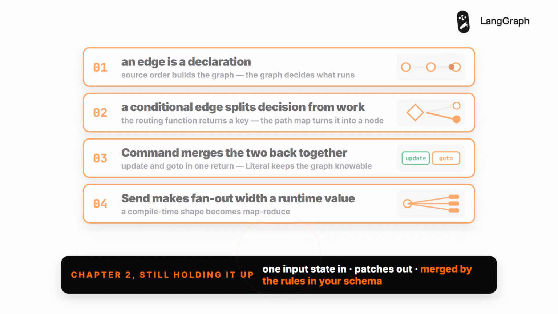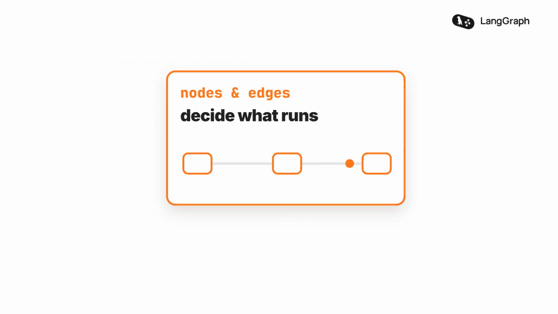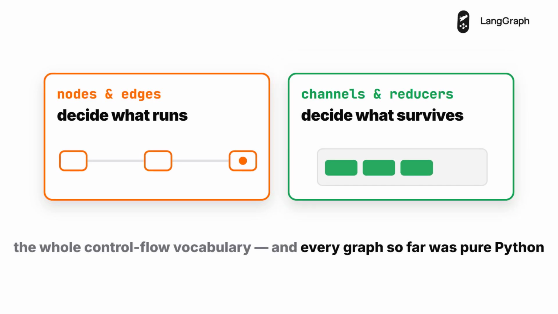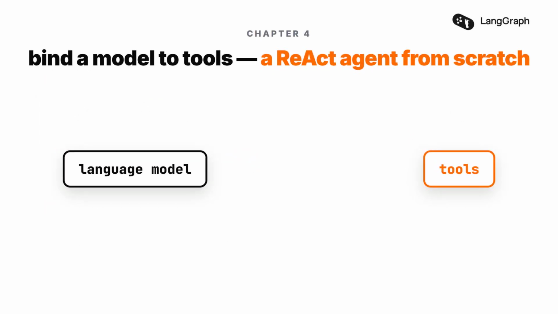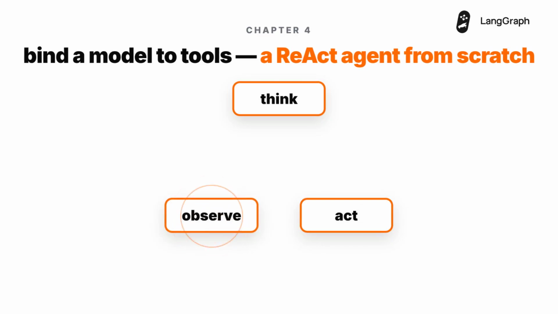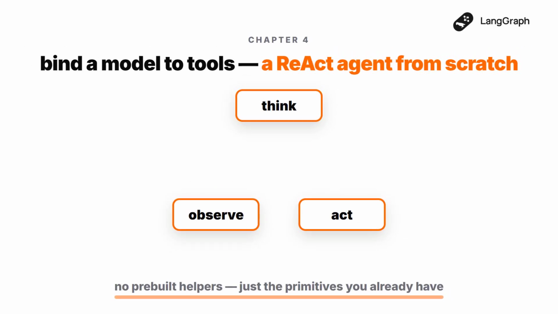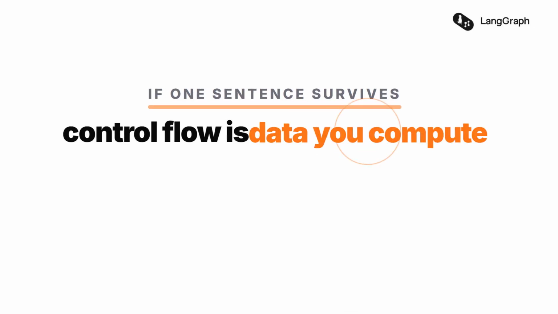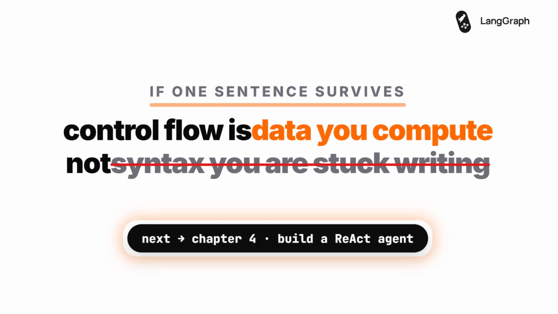All 4 of those rest on what Chapter 2 built. Branches read one input state, write patches, and the patches merge through the rules you chose in your schema. Nodes and edges decide what runs. Channels and reducers decide what survives. You now have the whole control flow vocabulary, and every graph so far has been pure Python. That changes next. In Chapter 4, we bind a language model to a set of tools and build a ReAct agent from scratch. Think, then act, then observe. No pre-built helpers, just the primitives you already know. And if only one sentence from today survives, make it this one. Control flow in LangGraph is data you compute, not syntax you are stuck writing.